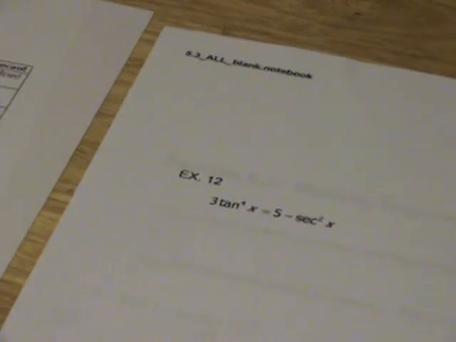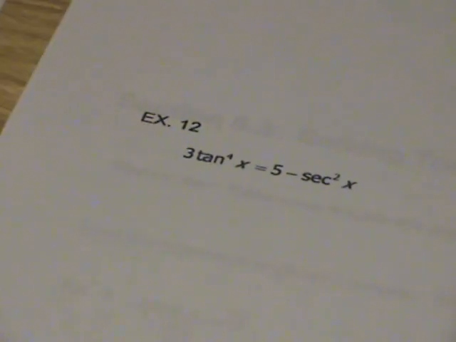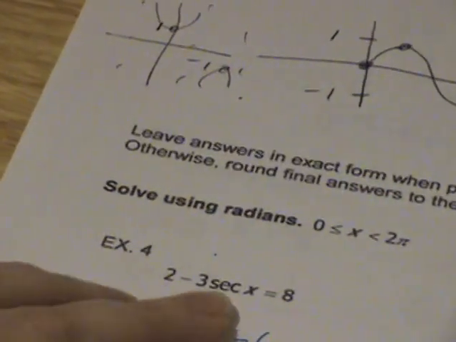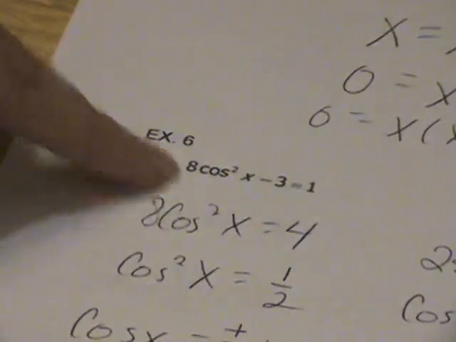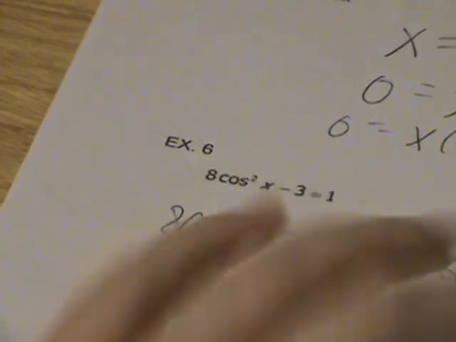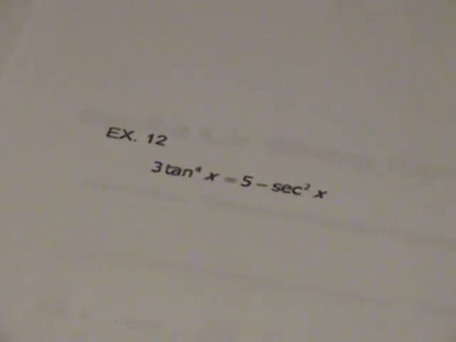Now back to this. Last example. 3 tangent to the 4th equals 5 minus secant squared. Alrighty, well, first thing I pretty much always want to do is get it all equal to 0. That's usually my first step. Even on these first ones, I'm isolating. I had one trig function, so I'm isolating that one trig function. On these others, one trig function, isolate. This, get it equal to 0 and factor. So if it's not one trig function, generally you're going to be getting it equal to 0 and trying to factor it.